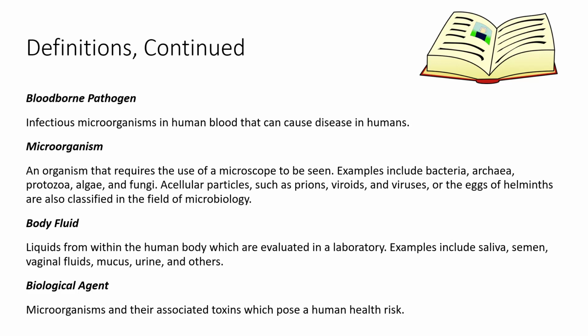Microorganism: an organism that requires the use of a microscope to be seen. Examples include bacteria, archaea, protozoa, algae, and fungi. Acellular particles such as prions, viroids, and viruses, or the eggs of helminths, which are cellular, are also classified in the field of microbiology. Body fluid: liquids from within the human body, which are evaluated in a laboratory. Examples include saliva, semen, vaginal fluids, mucus, urine, and others. Biological agent: microorganisms and their associated toxins, which pose a human health risk.